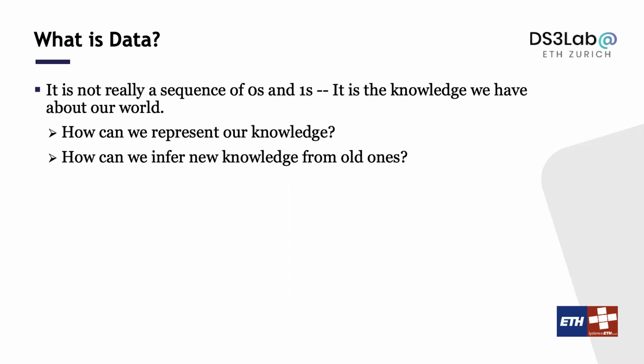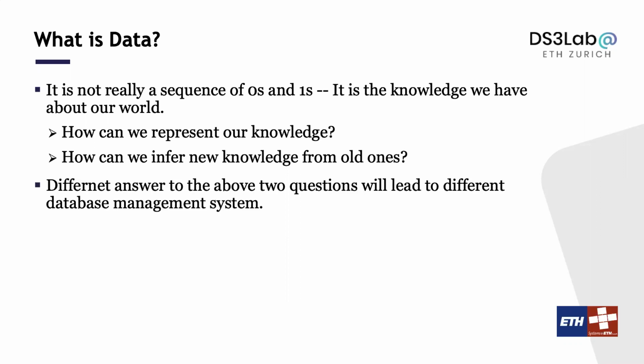So essentially we care about two things. First one, how can we model our knowledge? How can we represent our knowledge? And second, how can we infer new knowledge from old knowledge? So you could have different answers to those questions. And once you have different answers, you are going to have different types of database management systems or data systems in general.